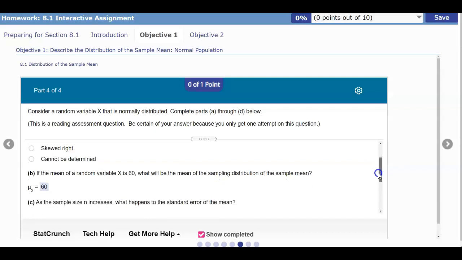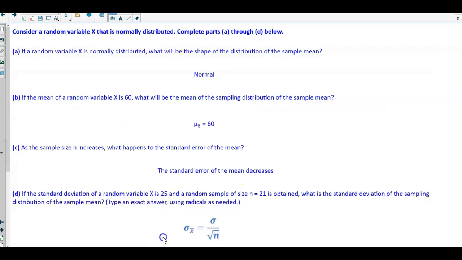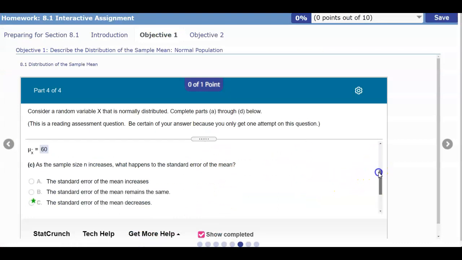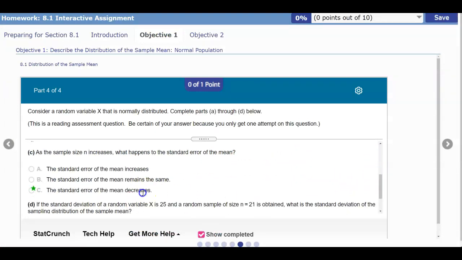Next question, it says, as the sample size n increases, what happens to the standard error of the mean? Well, the standard error of the mean would decrease. So as the sample size n increases, then the standard error of the mean decreases. So therefore, your answer for that is the following below.